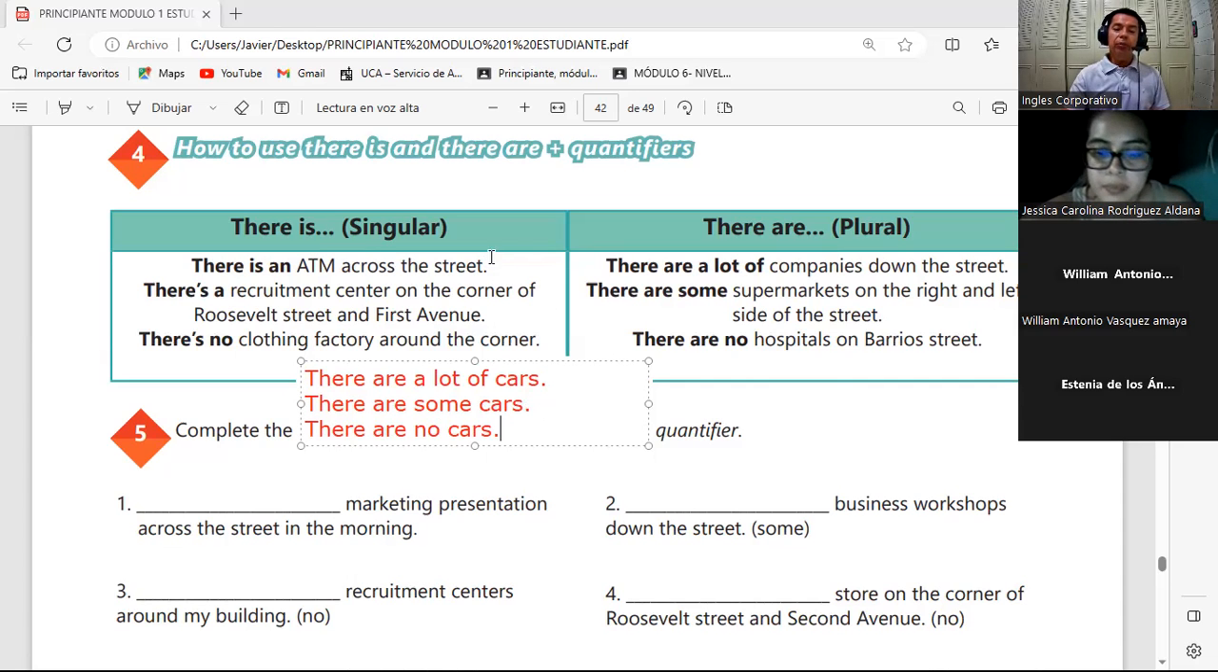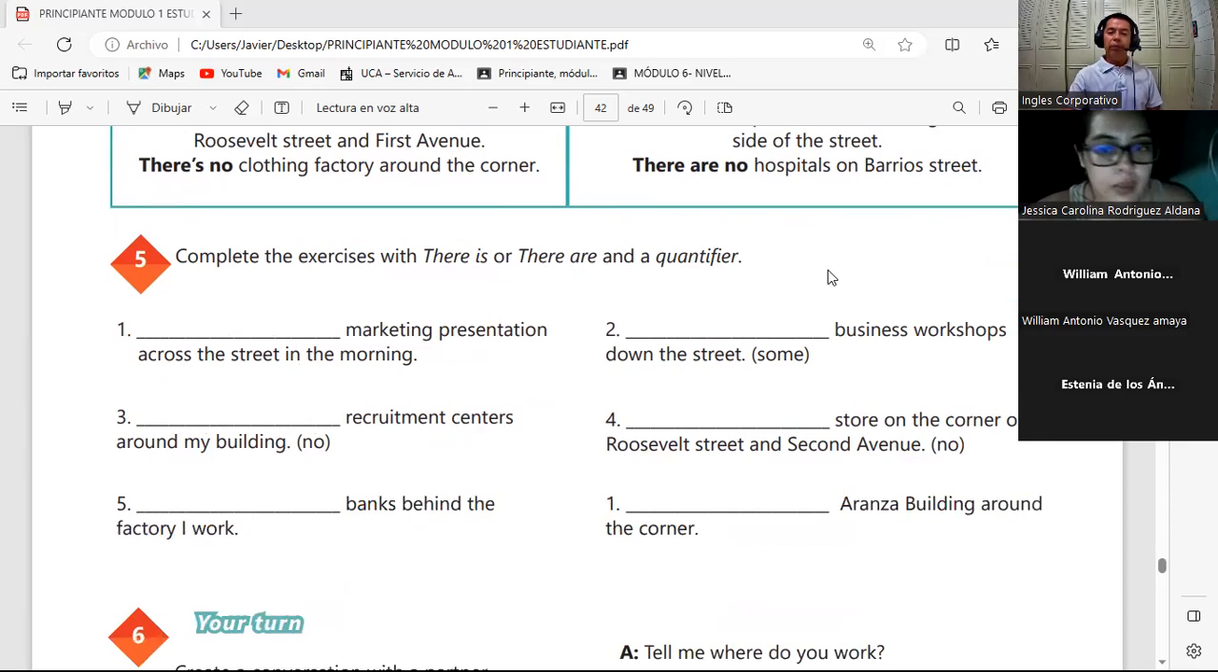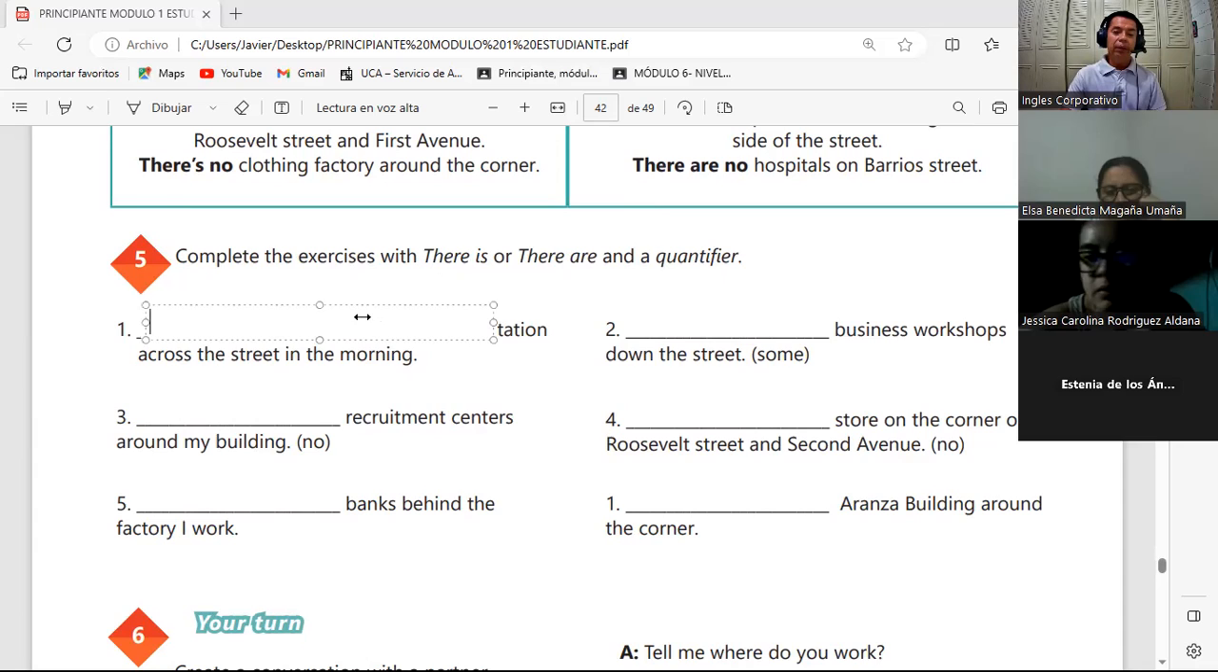Okay. Now we're going to do this exercise. There is or there are. What is the correct form? There is a marketing presentation or there are marketing presentation. What do you think? Elsa, help me, Elsa. There is. There is, correct, because it's singular. There is a marketing presentation.